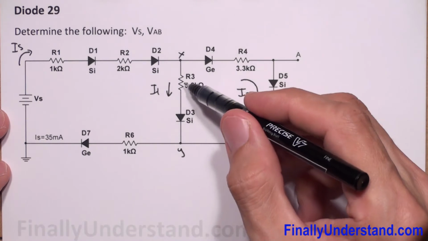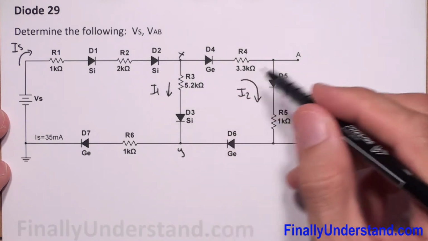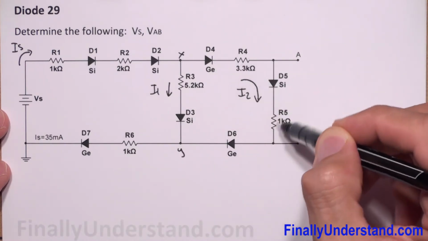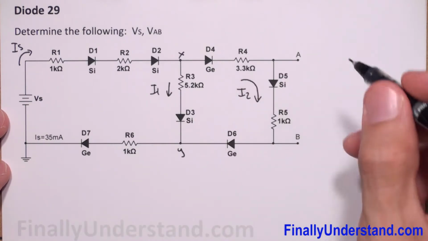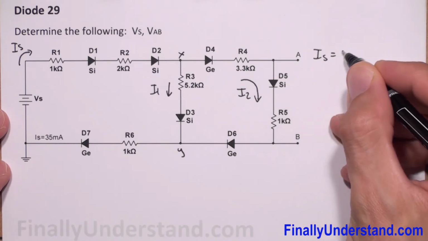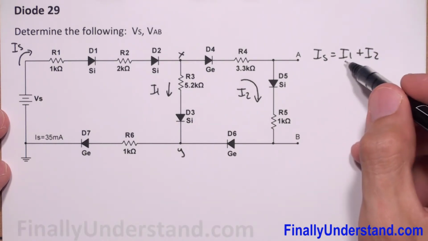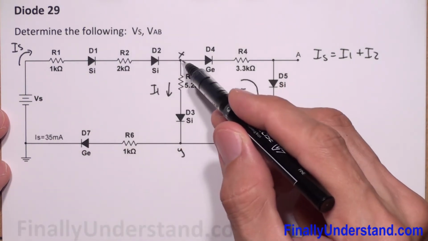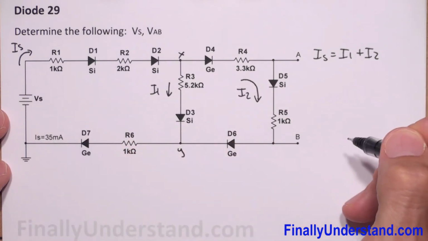The current I1 will go through these two components, R3 and D3, and I2 will go through these five components: these three diodes and these two resistors. We have to remember that I source is equal to I1 plus I2. This is KCL. The total current splits into two currents, so if you add these two currents, you end up with I source.